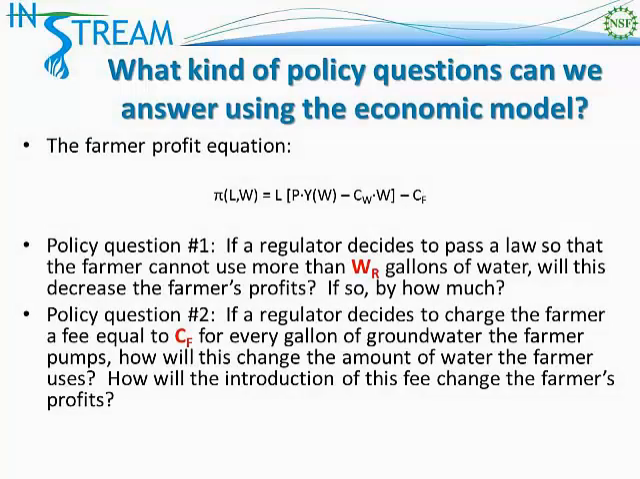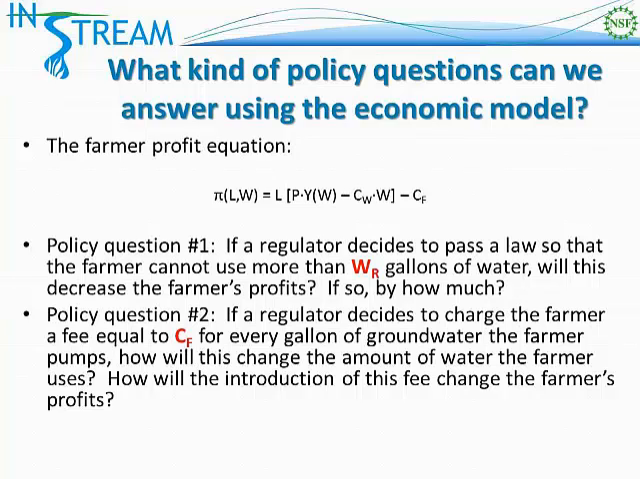So let's start with the farmer profit equation, which I display here again. One policy question that we can answer thanks to this model is the following question. If a regulator decides to pass a law so that the farmer cannot use more than a certain amount of water, say W sub R gallons of water, will this decrease the farmer's profits? And if so, by how much?